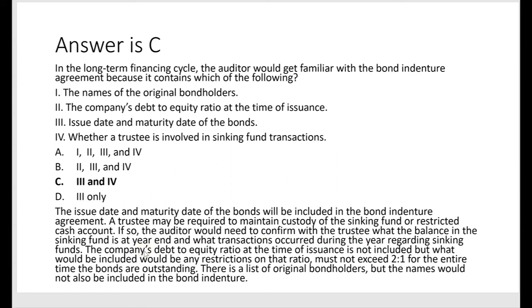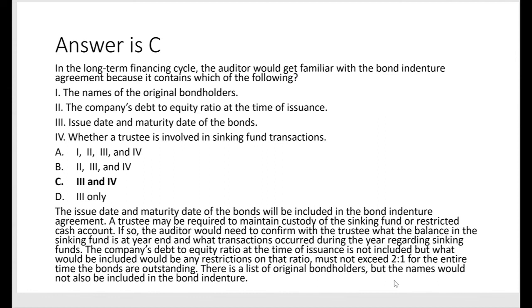1 and 2, no. The company's debt to equity ratio at the time of issuance is not included. But what would be included, we said, was any restrictions on that ratio. Like if it must not exceed 2 to 1 for the entire time the bonds are outstanding, that would be included in the bond indenture agreement. What would 2 to 1 refer to? $2 of debt for every $1 of equity. The company would not be able to exceed that the entire time the bonds are outstanding. And if they did exceed it, remember what would happen? They would be considered in default, even if they were current with the interest payments.